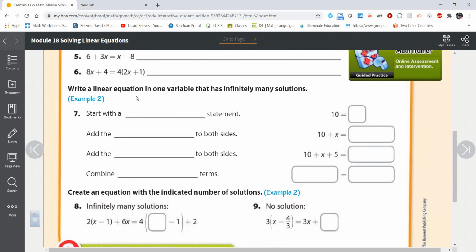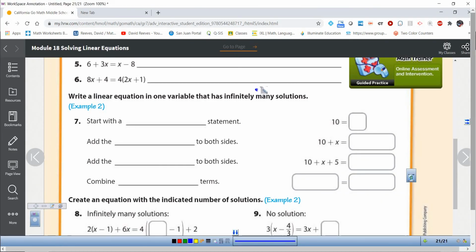All right, so write a linear equation in one variable that has infinitely many solutions. Remember, if it's infinitely many, it should be always true. That's what we're looking for, always true. So start with a true statement: 10 is equal to 10. If it's going to be always true, you start with that true equation.